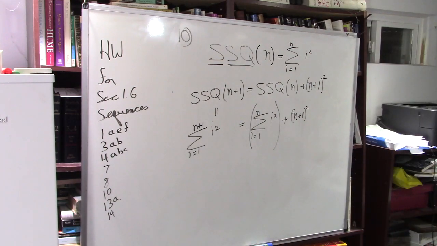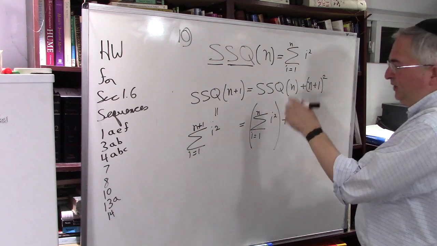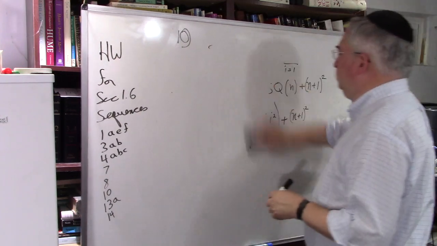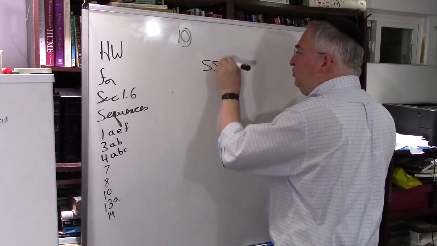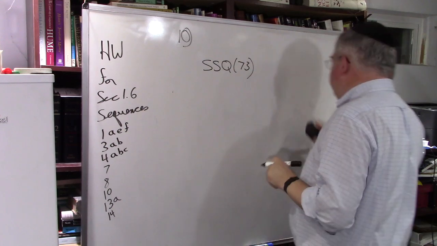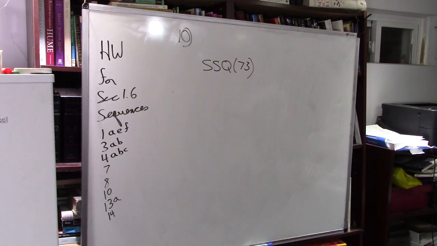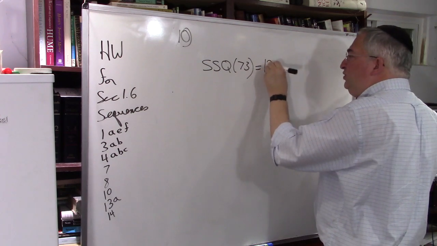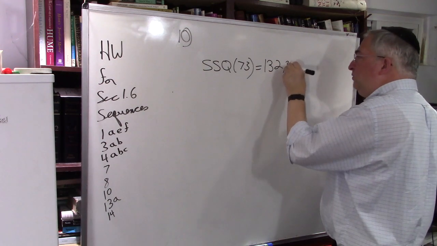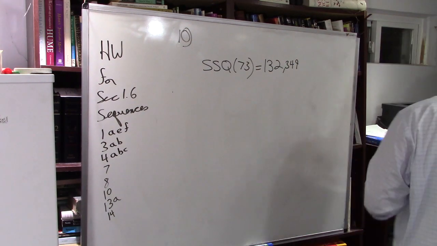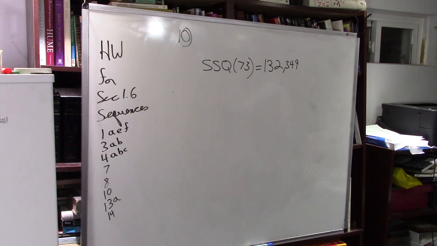Now, last question in part 10. It turns out that SSQ of 73, let's erase this, SSQ of 73, I don't know, somebody calculated this, is equal to 132,349. Great. Okay. Now, use this to calculate SSQ of 74 and SSQ of 72.